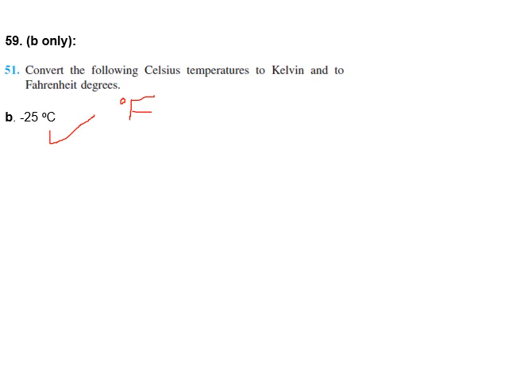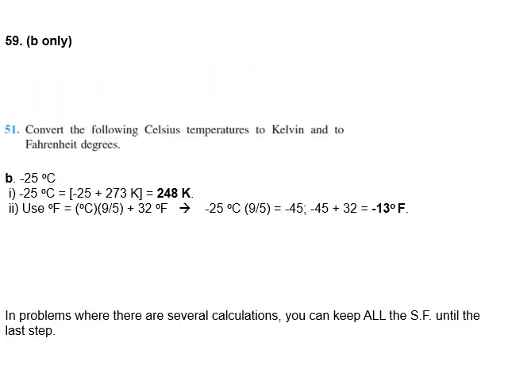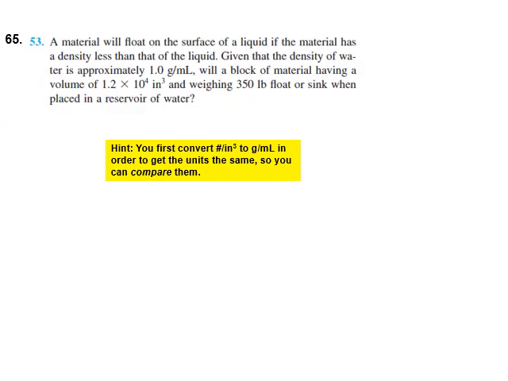Let's go to the next slide and see if I get it right. Yeah, it's going to be minus 13 degrees Fahrenheit. So again, you just multiply by 9/5 and then add 32 and you get minus 13 degrees Fahrenheit. And then again here, you can read this at the bottom. Go ahead to the next slide.